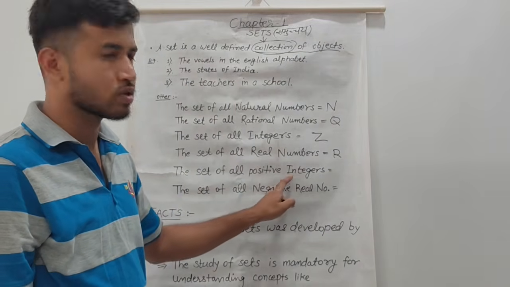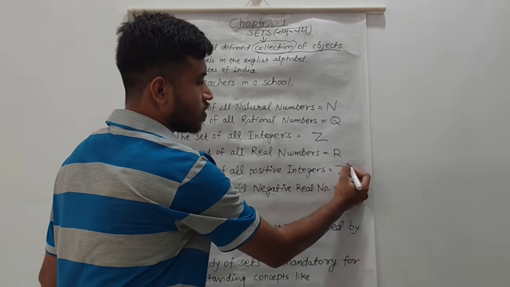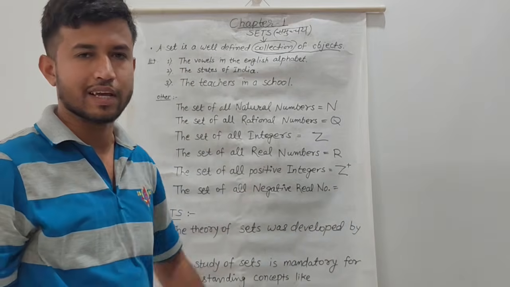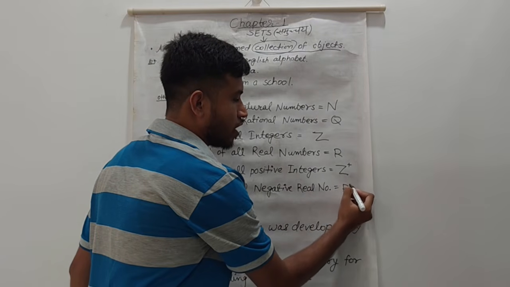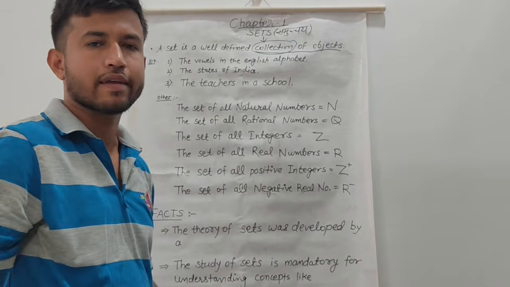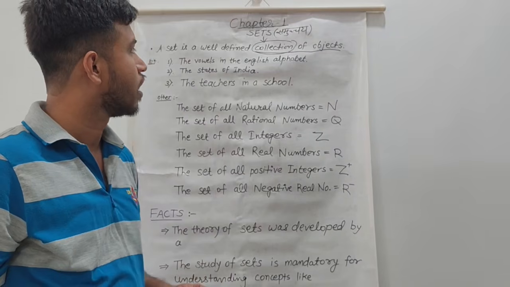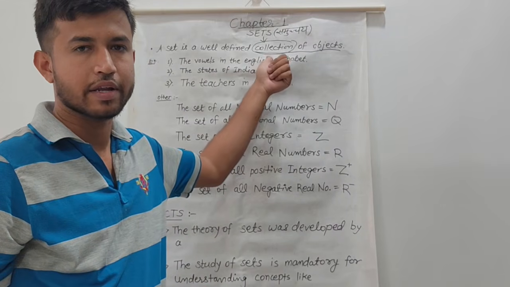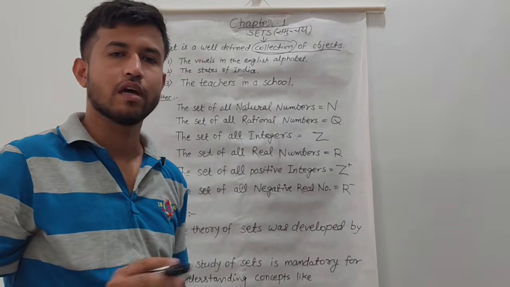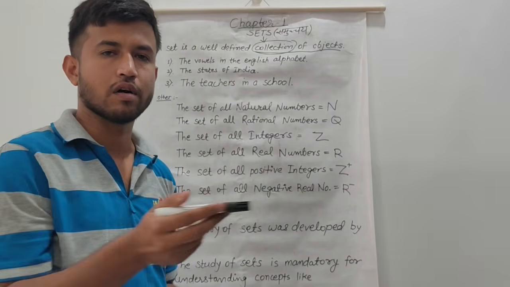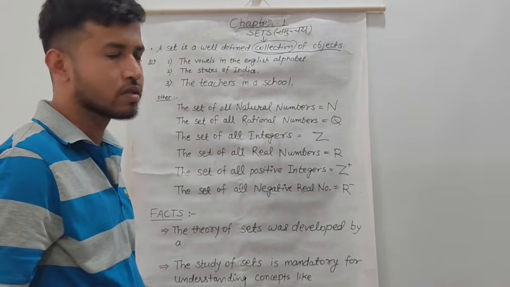Next, the set of all positive integers, Z with a plus sign. The set of all negative real numbers, and so on. So here are the examples of sets. We call it a collection of objects, meaning in objects everything is covered, like numbers and other things. So these are the examples.